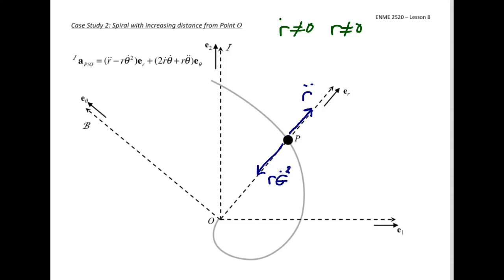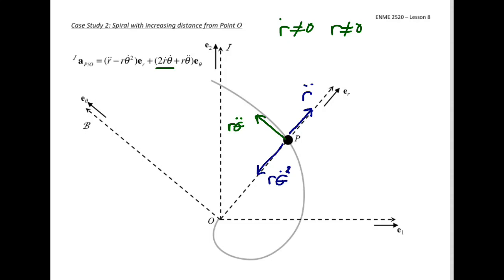And then as we look in the E theta direction, let's do our easy one, in which we have our change in rotational speed, r theta double dot. And so these are all the things that we've dealt with so far. But we've still got this guy right here, which is 2r dot theta dot, and this is the weird one.